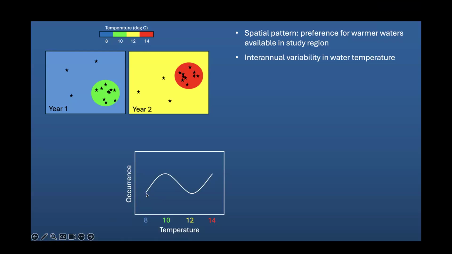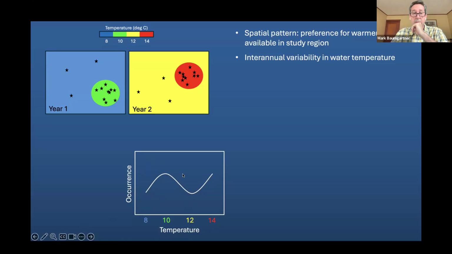Great. Thank you. So for year 1, you have low occurrence in 8-degree water, high occurrence in 10-degree water, low occurrence in year 2 in 12-degree water, and high occurrence in 14-degree water. Okay, so that's the relationship with temperature. And you can model that. Let's say we had a logistic regression. So the probability of occurrence is related to temperature, T, in some way, using the parameters beta naught and beta 1.